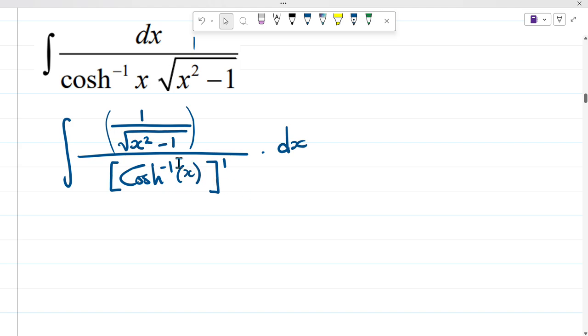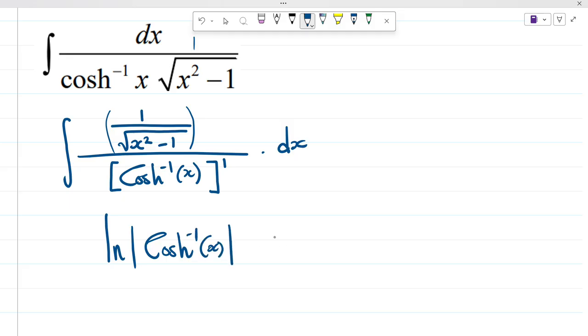So if this is my f of x and that's my f prime of x, then I can make a conclusion, because the general log rule states that you just take your f of x and put it inside the log. So that's just going to be ln of f of x. Our f of x, we're saying it's our hyperbolic cos. So this is going to be ln of hyperbolic cos inverse of x. Then you close. Then you say plus c. Ta-da! You have your answer.